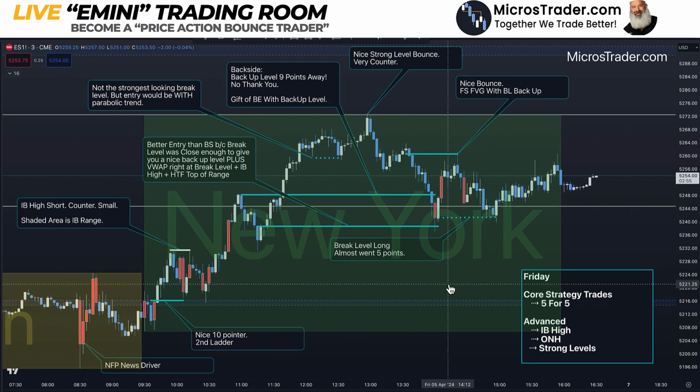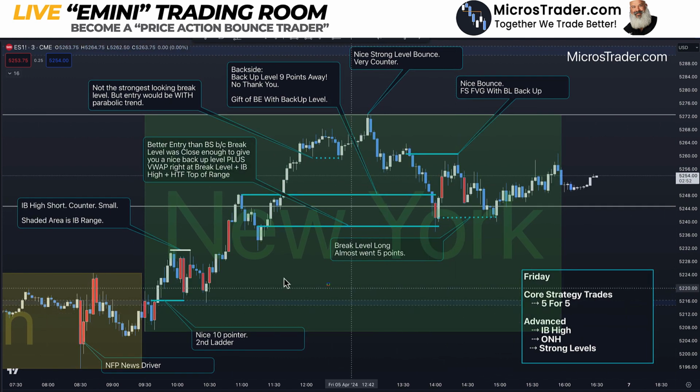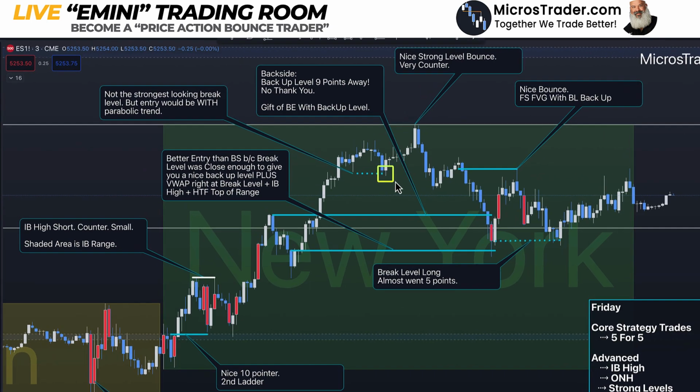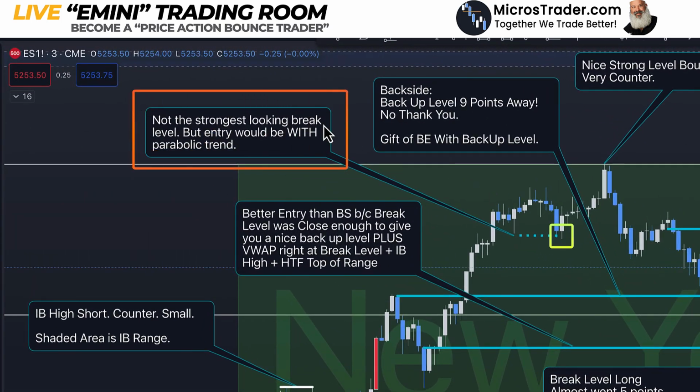So let's continue going through the day. So price goes up, up, up, up, and then we get a parabolic move. You do not short a parabolic move to the north. In other words, do not counter a parabolic move. You're looking for longs. This was the next long. Now, this is not the prettiest break level, not the strongest looking break level, but entry was with parabolic trend. When you enter with trend, things can be a little bit sloppier, not as clean and gorgeous, but you're with trend. And so there's another entry to go long with the trend.